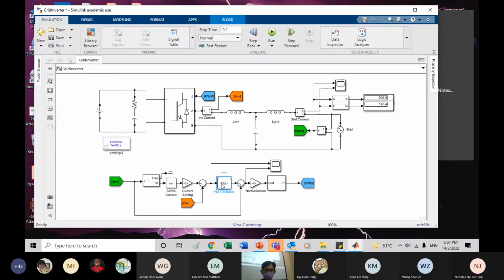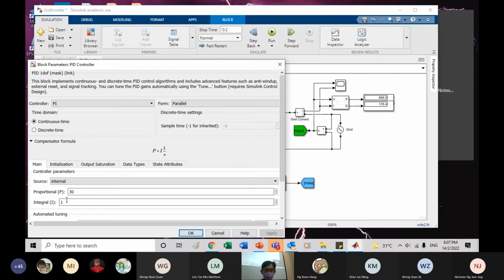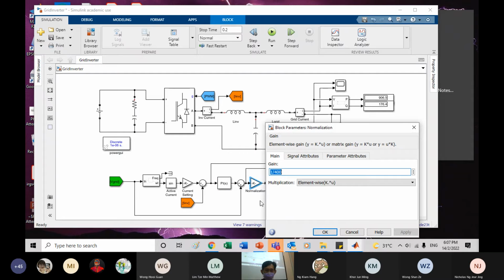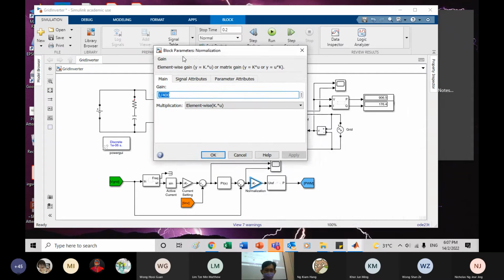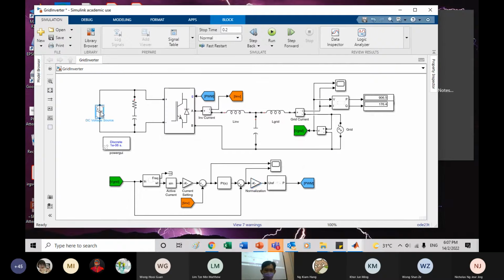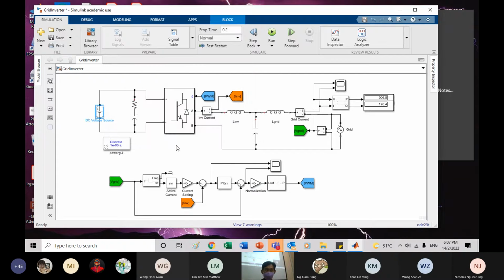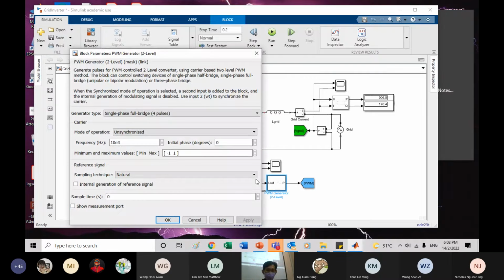This is the P and I. And then normalization: you have 1 divided by 400. 400 is the DC voltage here. Remember we have the modulation index, so you have to make sure that if you change your DC to a different voltage, your normalization changes too. SPWM is very straightforward. It is 10K.